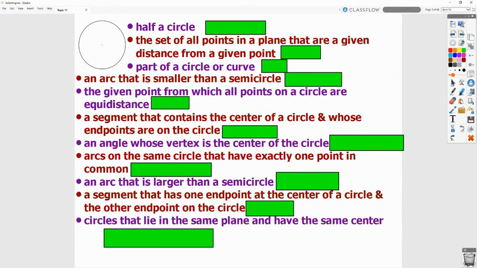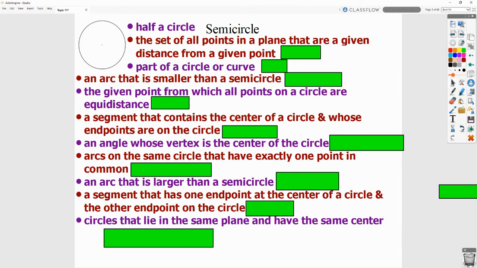Our first definition, half a circle, that is a semicircle. As you're looking at your page, it's at the bottom of the first chart. Half a circle is the definition for that. So that raises the question really, what is a circle? If a semicircle means half of a circle, what is a circle? We'll get to that here in a minute. Let's look at our next one.